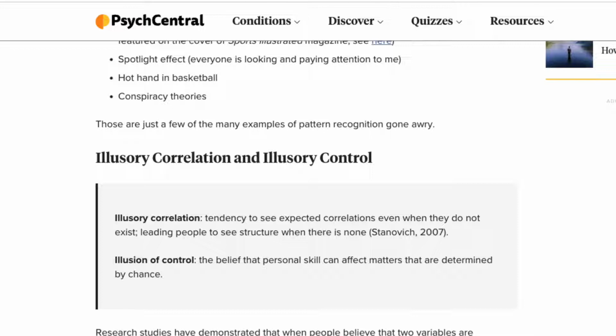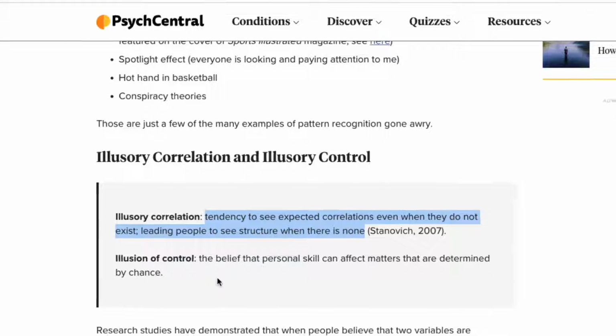Maybe more importantly, the illusory correlation and illusory control. The tendency to see expected correlations even when they do not exist, leading people to see structure when there is none. This is proven psychology and science. And the belief that personal skill set can affect matters that are determined by chance. So let's go a little bit deeper here.